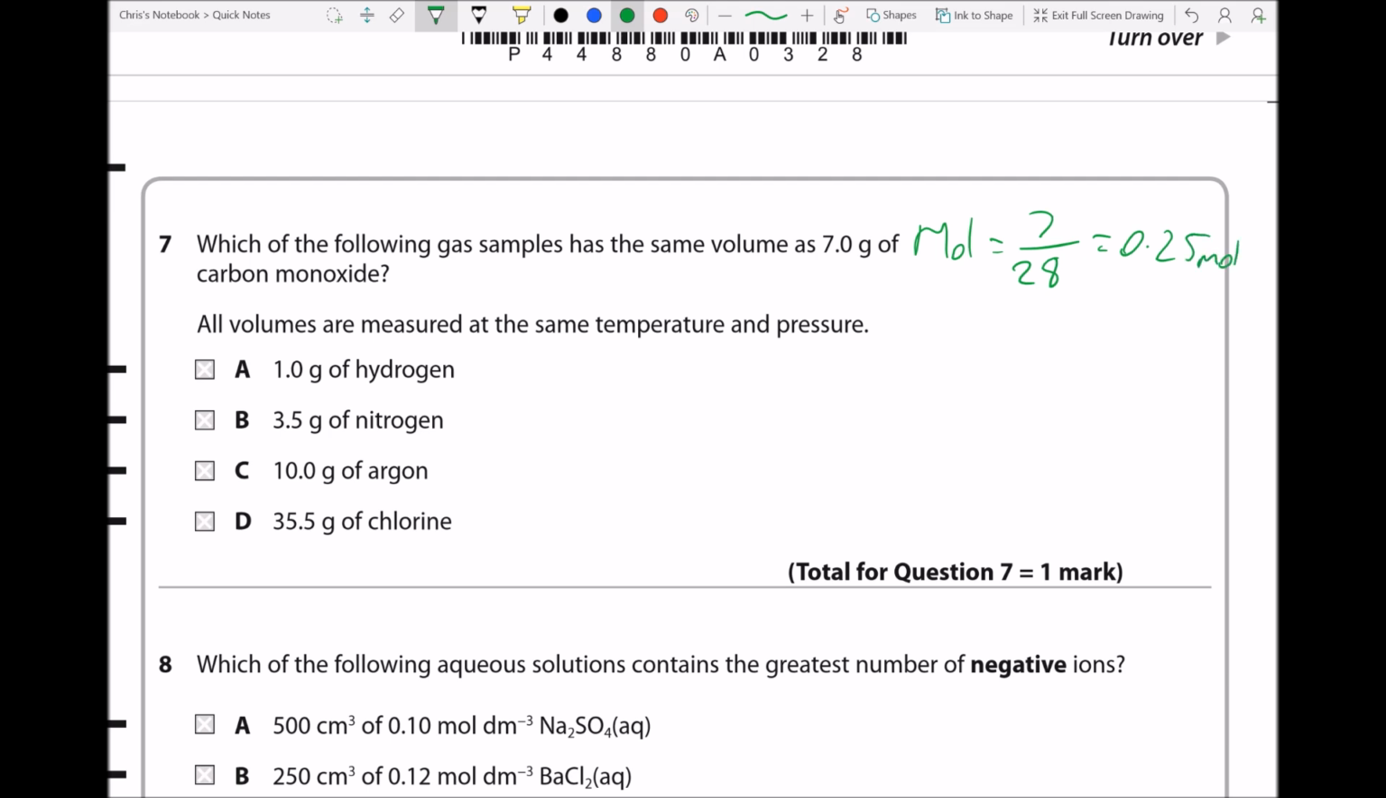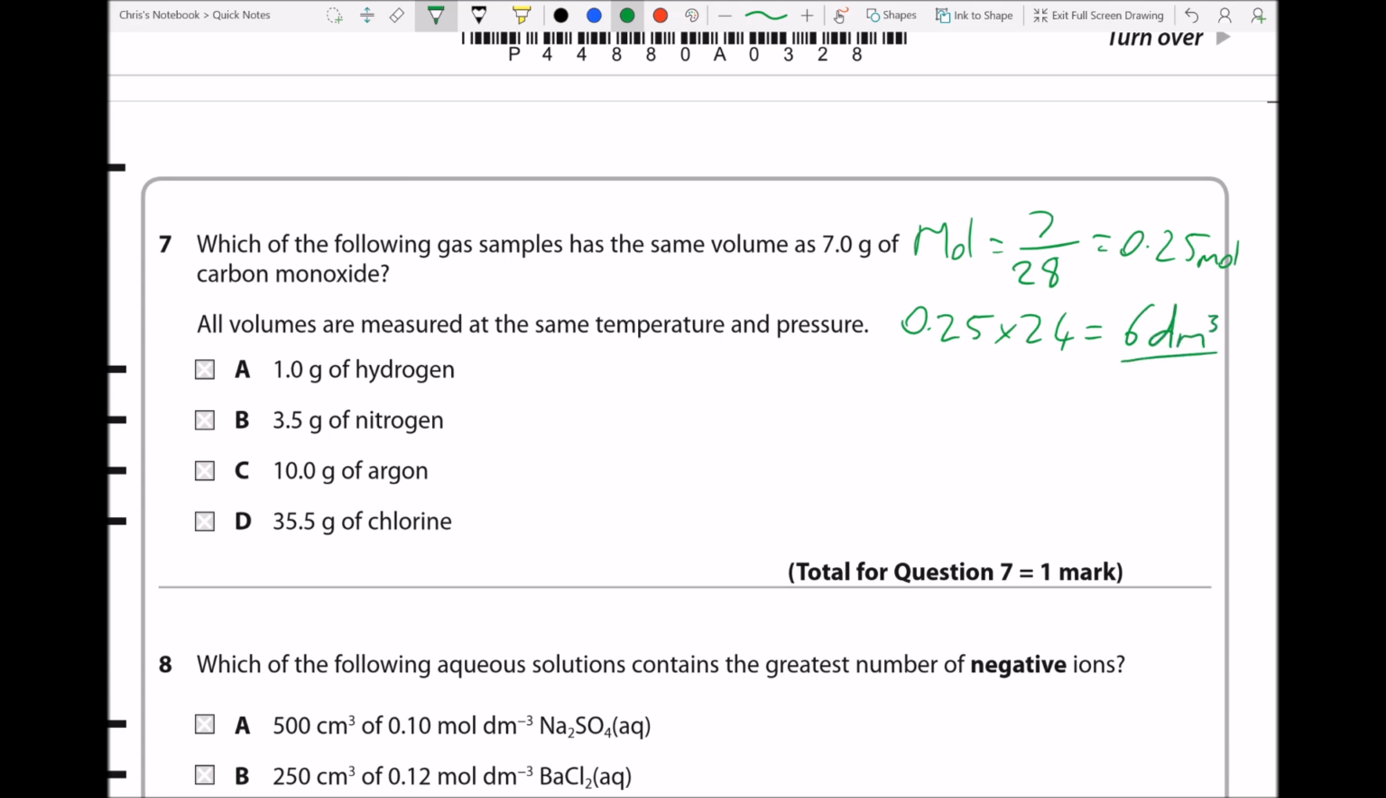Okay, and then we have to work out the volume. Now, to work out the volume of a gas, we take the number of moles and multiply it by 24, which is going to give us our volume in decimeters cubed. And the 24 is actually the volume that 1 mole of a gas will occupy at room temperature and pressure. So you need to remember that number. You'll see it quite a bit. So this time, it's number of moles, 0.25, times 24. And that's going to get us 6 decimeters cubed.